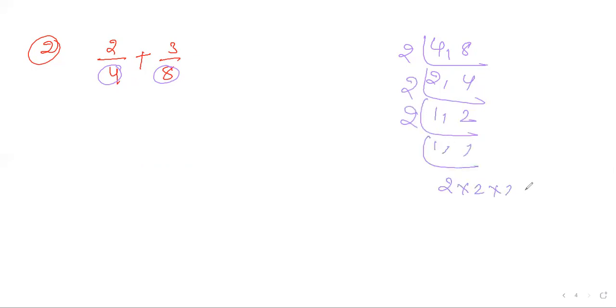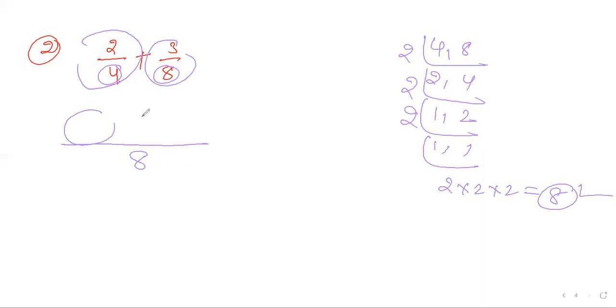2 into 2 into 2. What is the LCM? 8. The LCM is 8. First, take a line and make your LCM number 8. And how many fractions are here? Two boxes, right? Two fractions means two boxes.